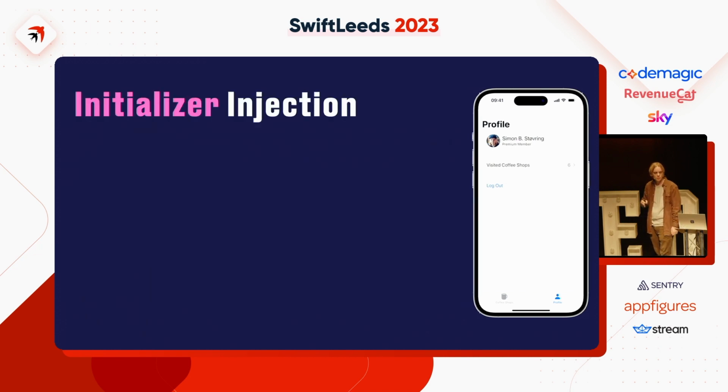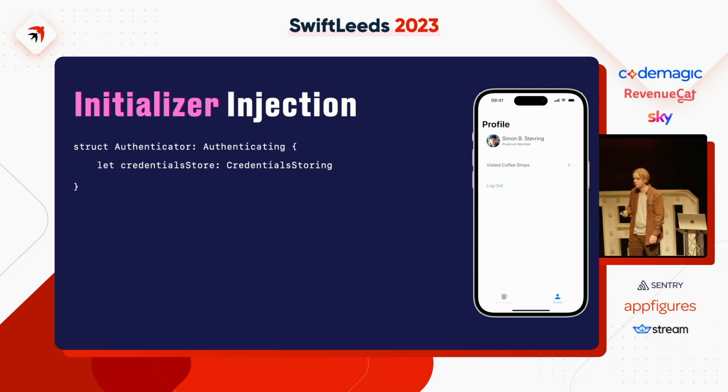Now let's consider what happens when we start adopting initializer injection in our app. And we'll do that in the context of this profile view. So a profile view like this might have a dependency on an authenticator that conforms to the authenticating protocol. And you can imagine an authenticator like this having a function called logout that will log out the user from our app. And when doing so, it also clears the credentials that we have stored in our credential store. So it has a dependency on credential store.